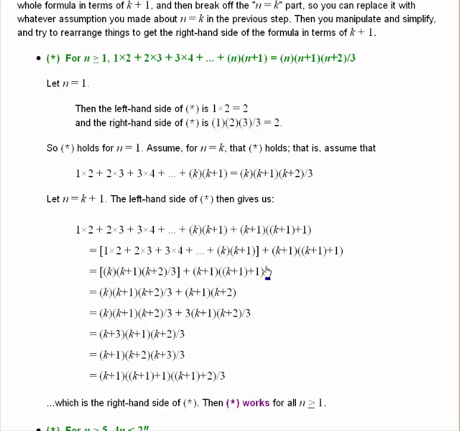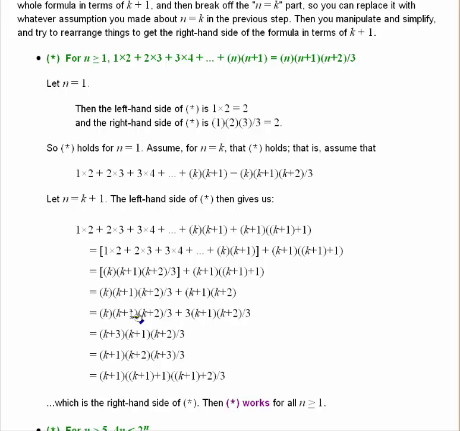All right, now we have to do some algebra. What are the common factors? Well, here's a k plus 1, here's a k plus 2. Here we have a k plus 1, k plus 2 as well. Okay, so we have a common factor we can factor out. This is k plus 1 times k plus 2, and then here you have a k over 3, and here you can write 3 over 3, put it over a common denominator.